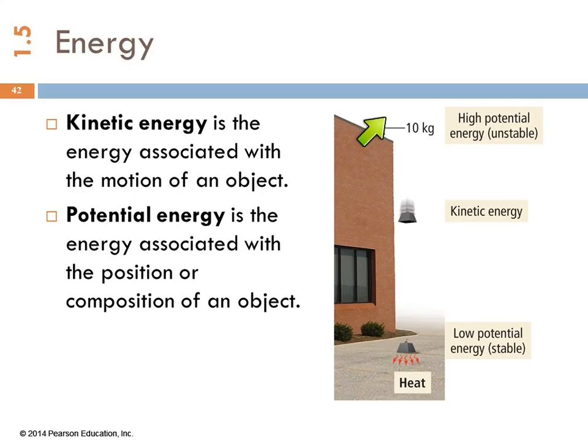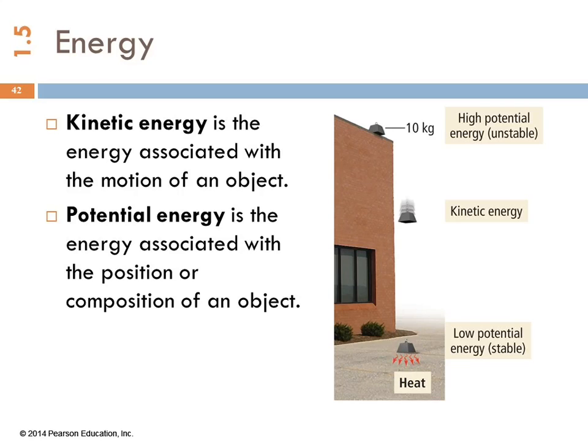So the weight up here has high potential energy. It's not very stable. Things that are high energy are not very stable. Because you give that guy a nudge and he's going to fall off, right? As he falls, his potential energy decreases, his kinetic energy increases. Because his kinetic energy has to do with the speed at which he's moving. His potential energy has to do with how high above the ground. He's highest up here, and as he goes down, he gets lower and lower and lower.